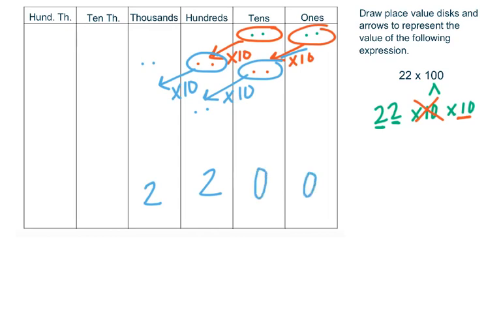If I'm looking at where I should put my comma, I go 1, 2, 3, comma, and my final answer for 22 times 100 is 2,200.